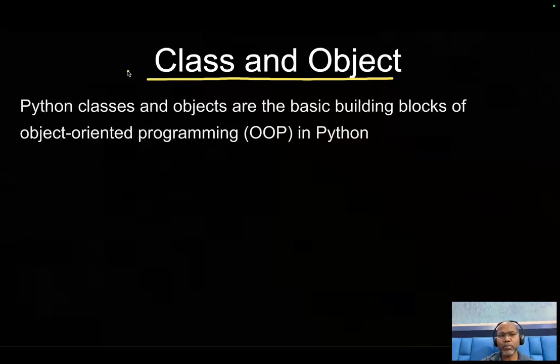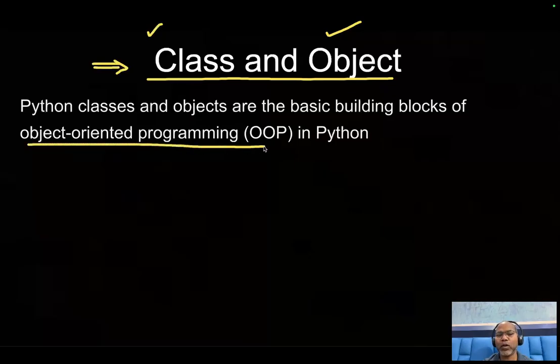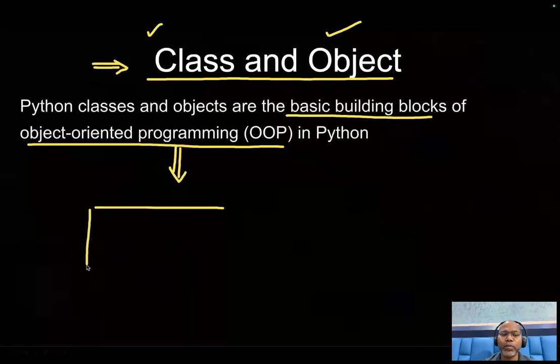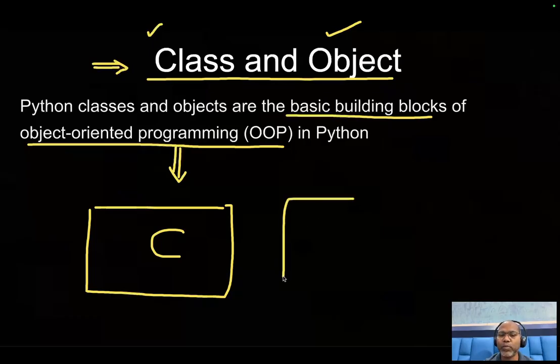So in Python, the first and most basic concept of an object oriented programming language is the class and object. Any object oriented programming language that supports the class and object concept has them as a very basic building block. Whatever you do in object oriented programming, you do on top of these two elements. What are the two elements? One is the class, another is the object.